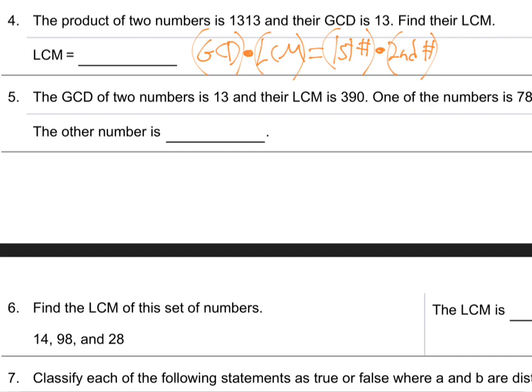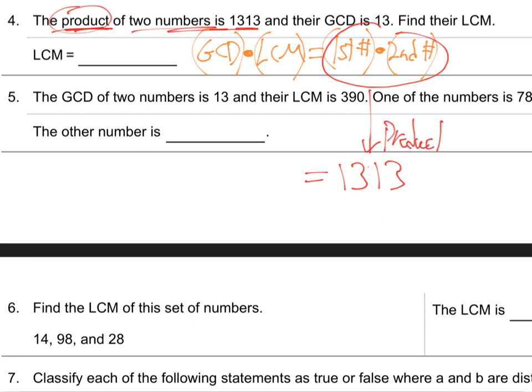So what am I talking about? Well, basically, we're going to use that formula. And what are they telling me? They're telling me the product of 2 numbers is 13, 13. What does product mean? Multiplication, huh? So they're telling me they multiplied the 2 numbers, and they got 13, 13. The product. So I don't even know what the 2 numbers are. They're not telling me. They're just saying, whatever those numbers are, we multiplied them. The product was 13, 13.